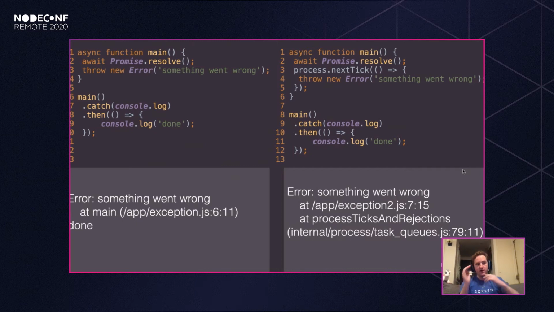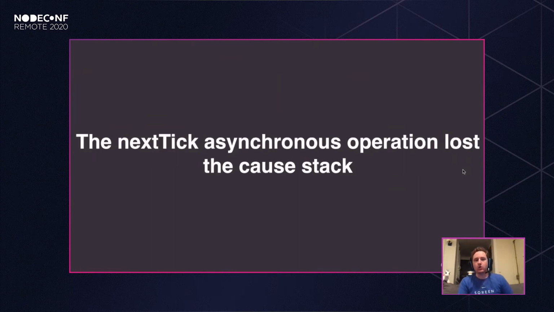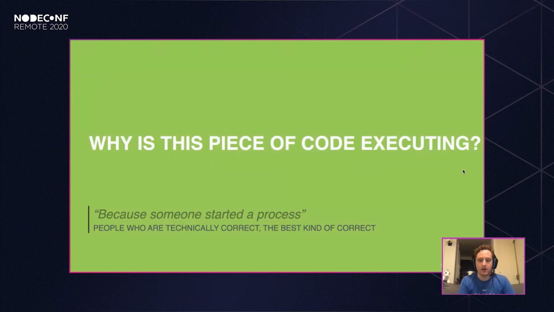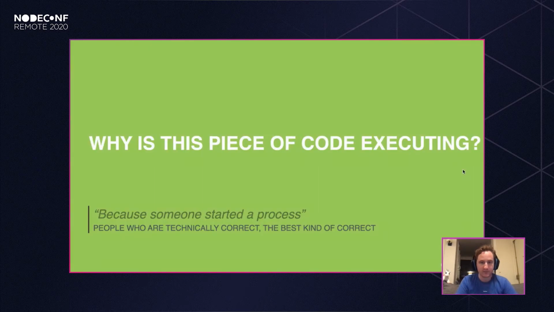And that's what I mean when I say error handling in Node.js is weird, because depending on how you call things, whether you are in an asynchronous operation, in an async call, or in a promise chain, you have different outcomes. And one of them is the process crashes. So the nextTick asynchronous operation lost the call stack. And Node was not able to know why it was running this line of code because the call stack was lost at the asynchronous operation.